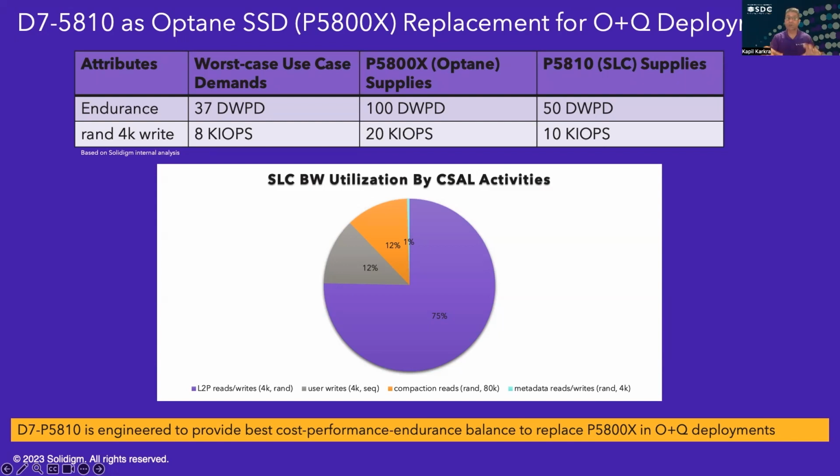Underneath, the CSAL is utilizing Optane bandwidth for various flows. For example, all writes land on Optane sequentially and are later read from Optane and written to QLC sequentially with optimal write size.